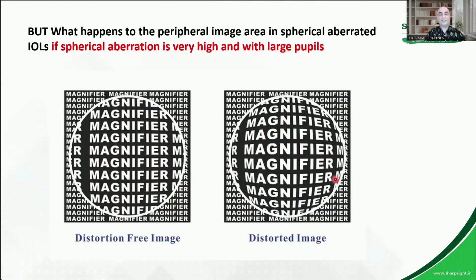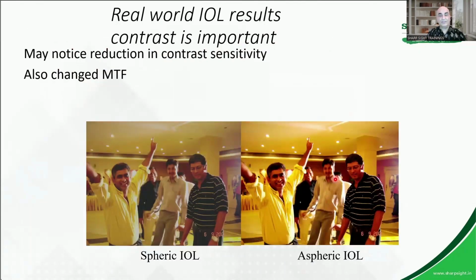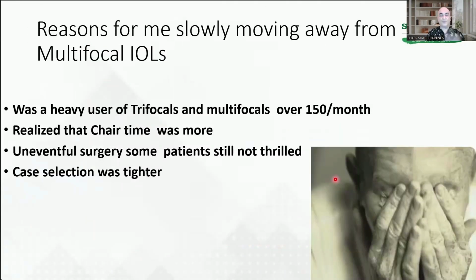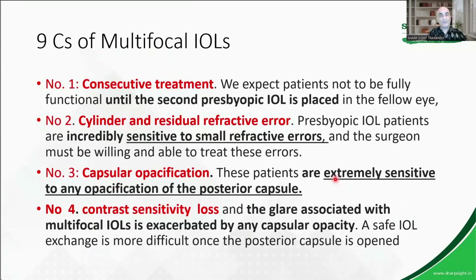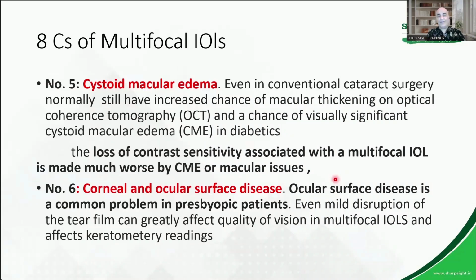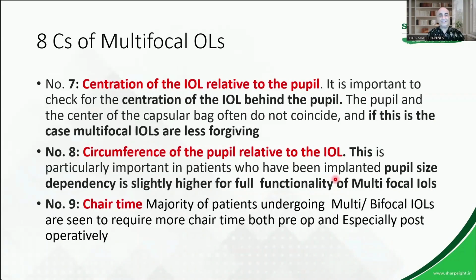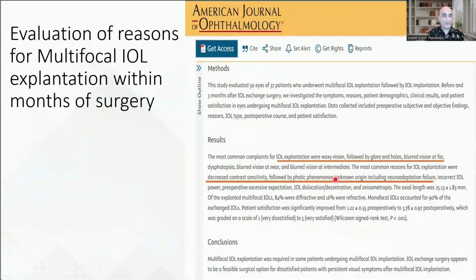Also, there is an alteration or distortion of the peripheral field of vision, and of course, loss of contrast. Why most of the people like us are moving away from multifocal lenses are these 9 C's which I describe here. And these are the reasons why we are slowly moving away from the diffractive lenses. Cystoid macular edema, corneal ocular surface diseases, centration of the IOL, pupil size dependency, more chair time to deal with these patients and all that.